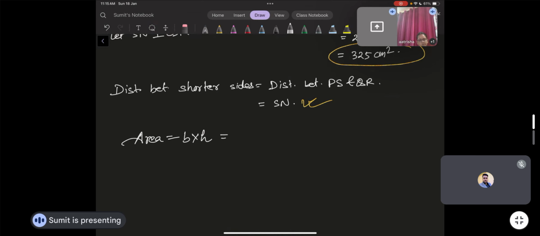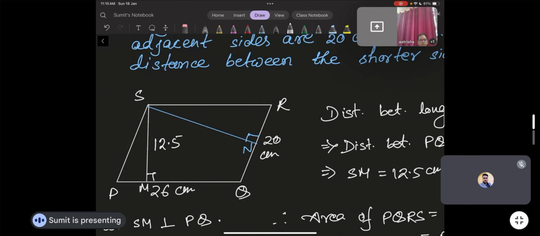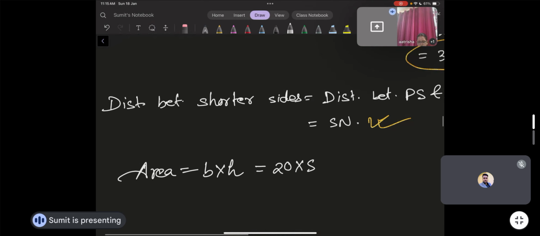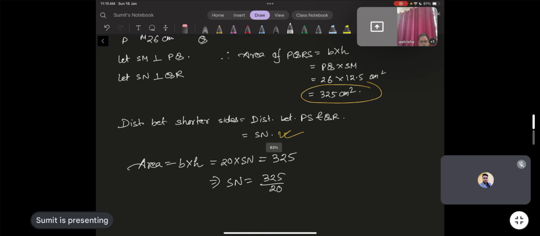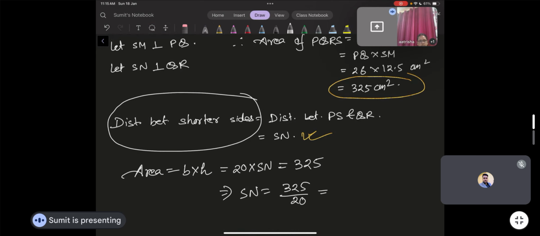But which base and which height I am taking depends on me. In that case, if I take the base as 20, then its corresponding height will be SN. So base into height, 20 into SN, can be taken, yes or no? This is also equal to 325, because the area is given. Now SN will be how much? 325 divided by 20. So calculate it, you will get the value of SN, and SN is the distance between the shorter sides.